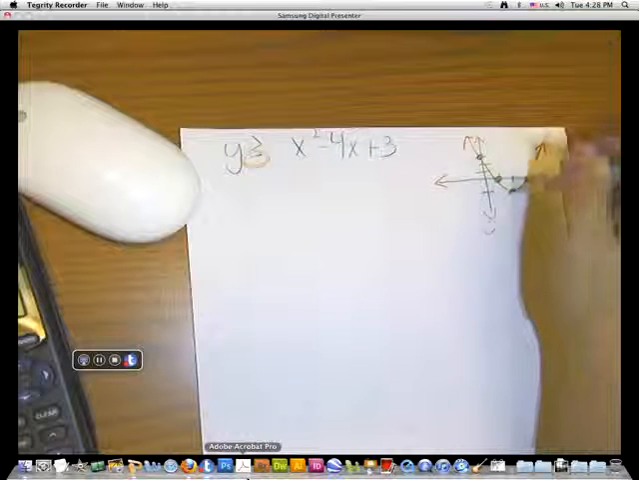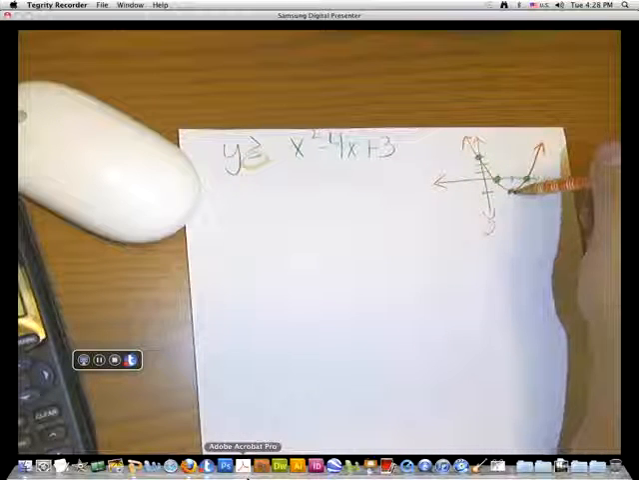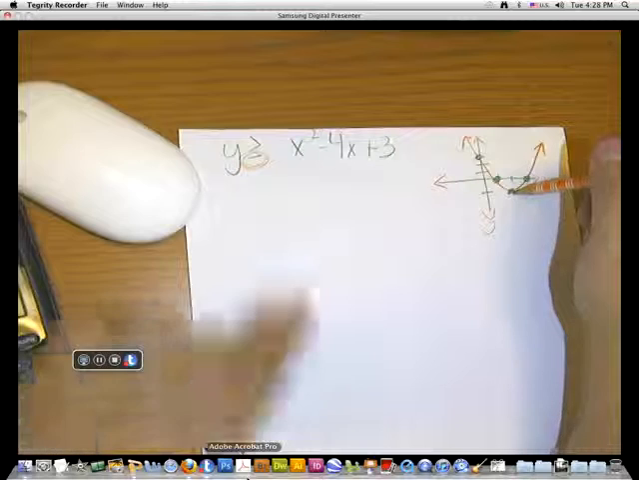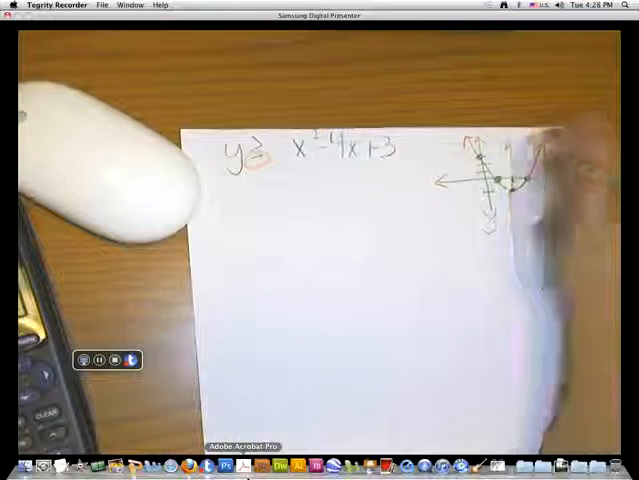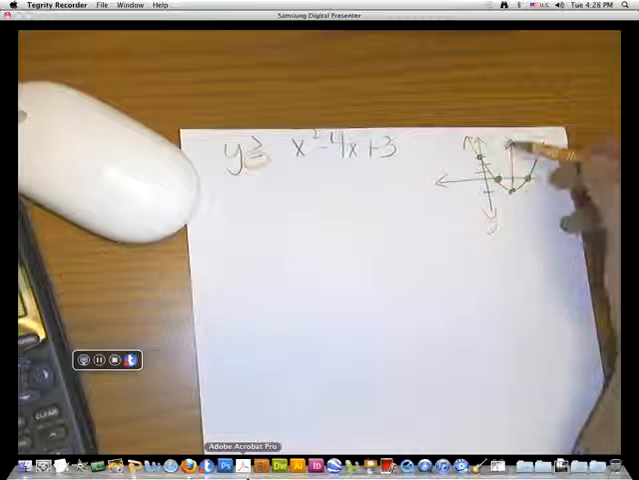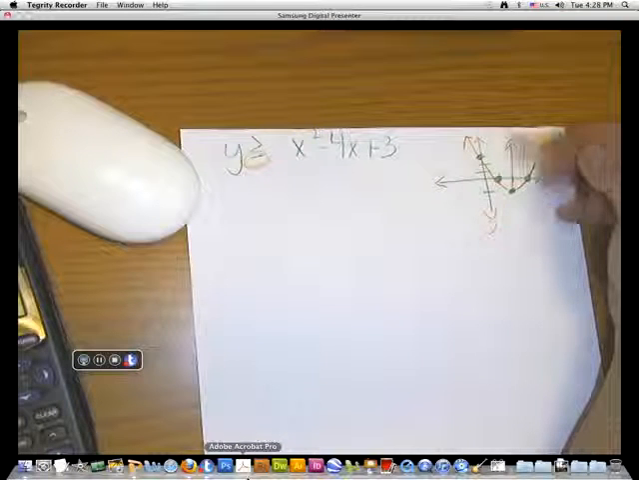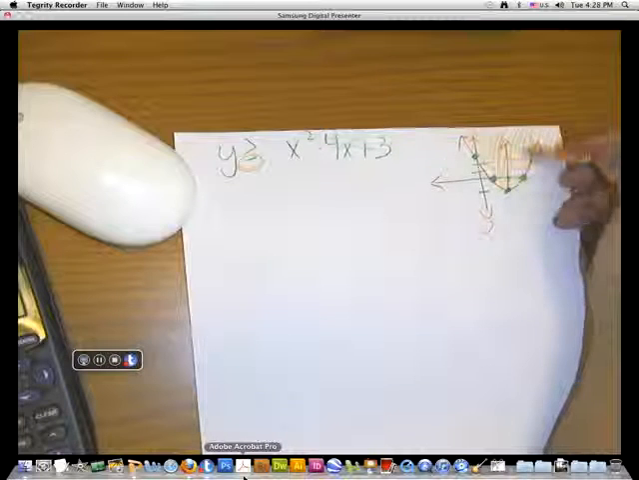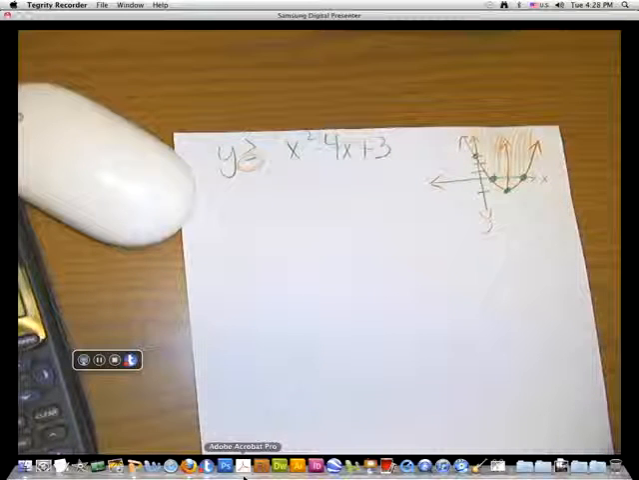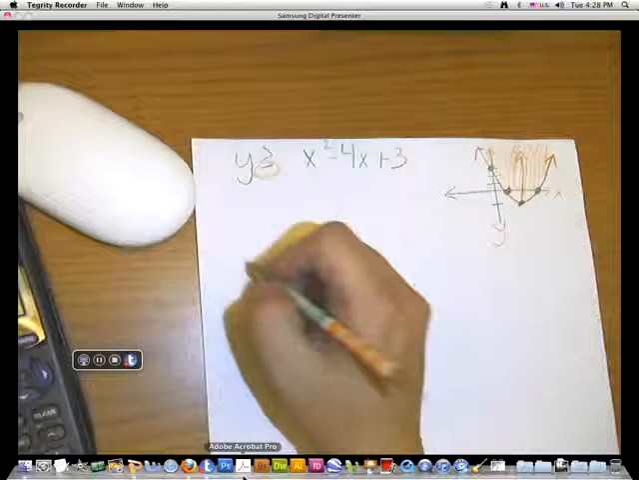And then I put my pencil on the vertex. And because my graph says greater, I shade above. And if I shade above, I'm inside of my parabola. So I just want to color that in and make sure that I'm clear that that's where the solutions are. They're going to be inside.